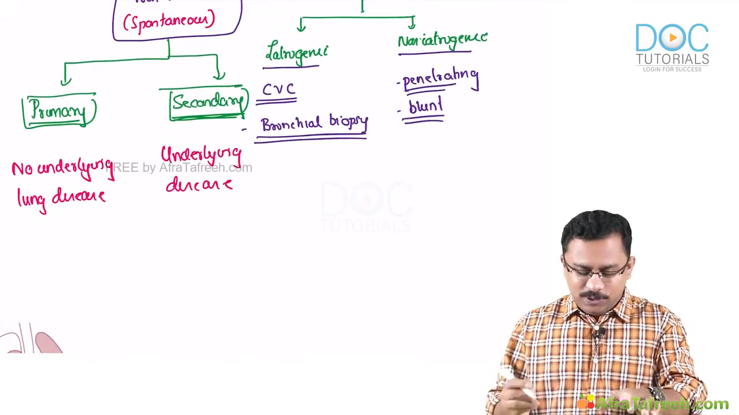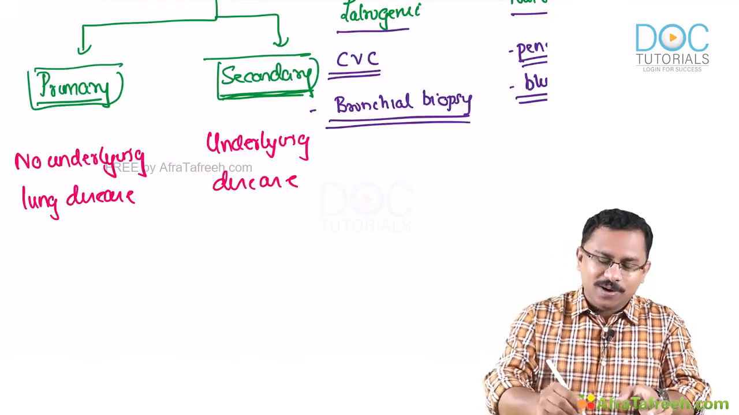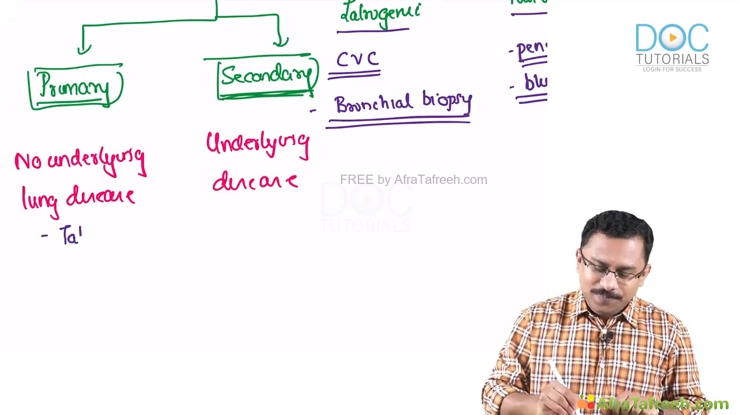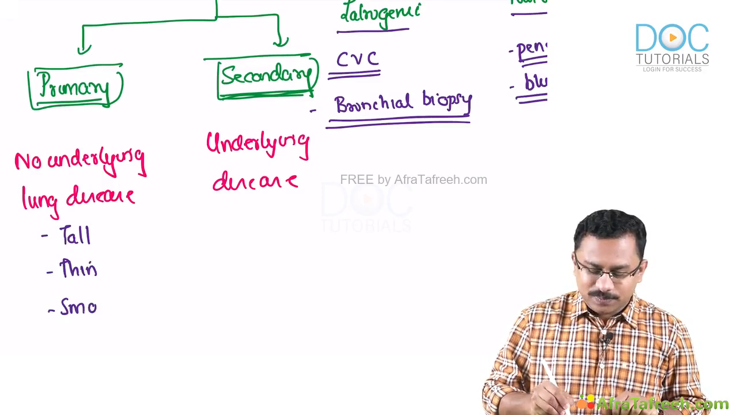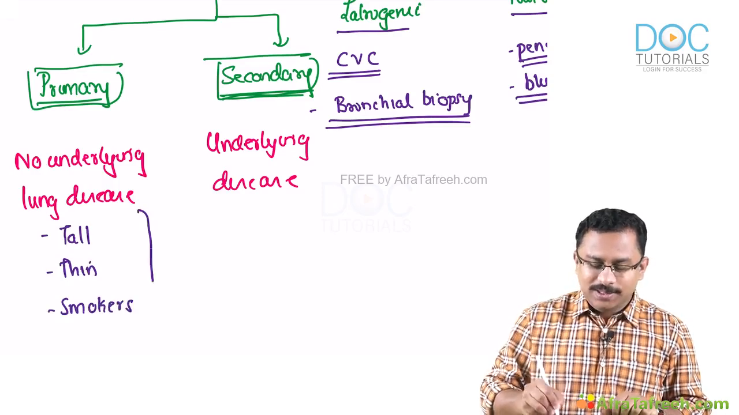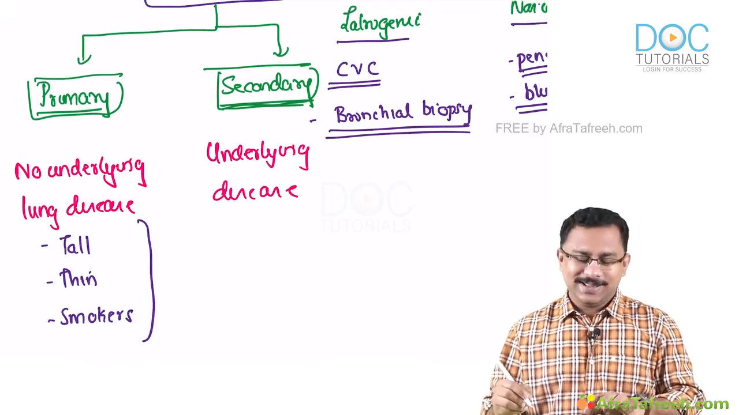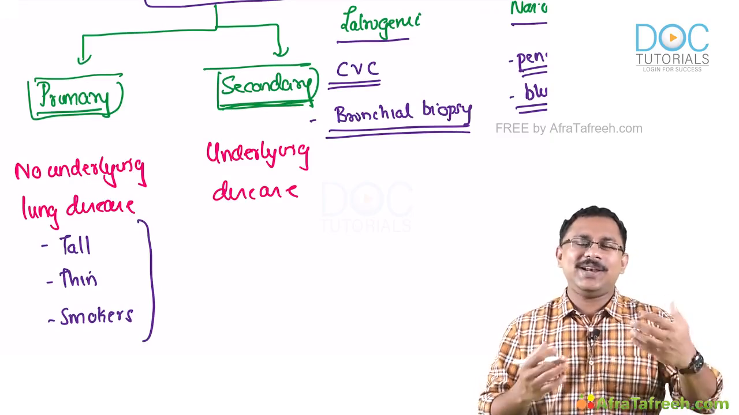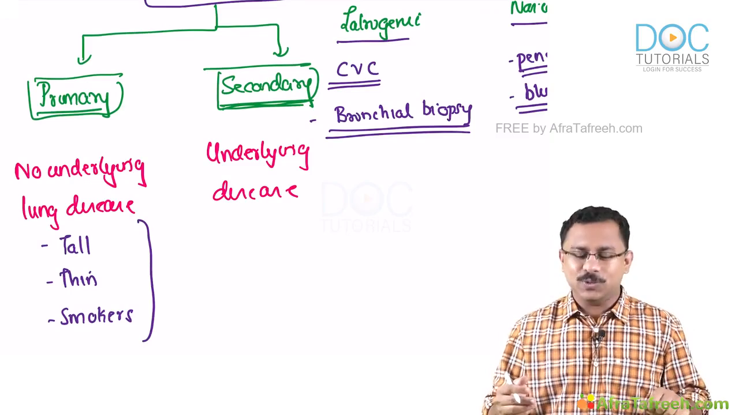Primary spontaneous pneumothorax is likely to occur in individuals who are tall, thin and smokers. That is the scenario in which you usually develop primary spontaneous pneumothorax.